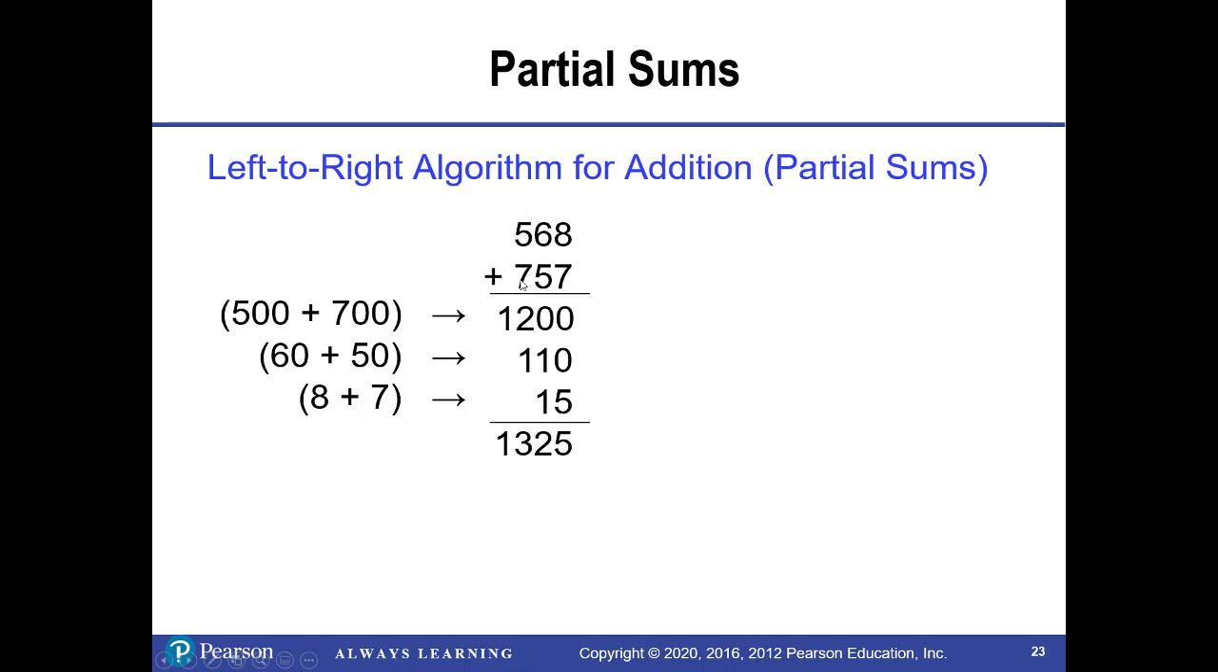So 500 plus 700 is 1200. And then on the next row down, we go to our next place. 60 plus 50 is 110. And then finally, 8 plus 7 is 15. And then we simply add those rows.